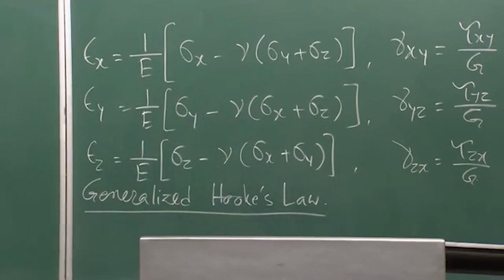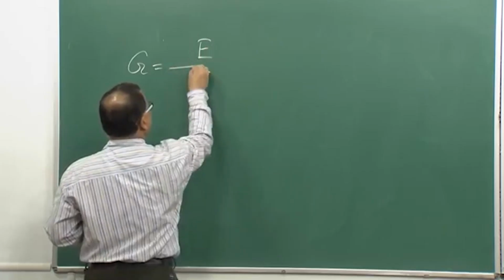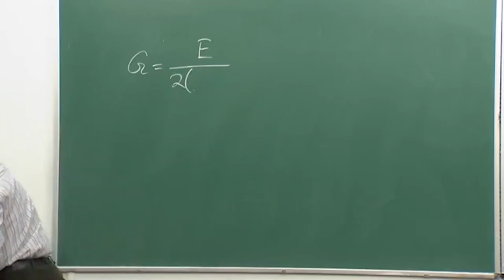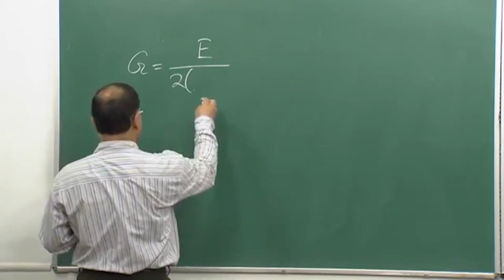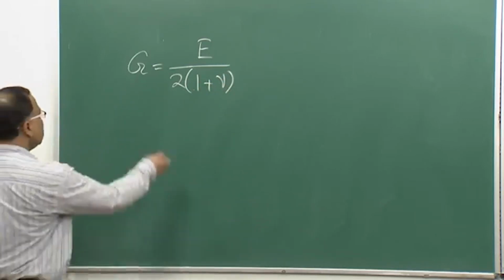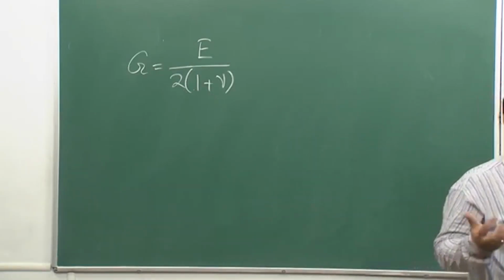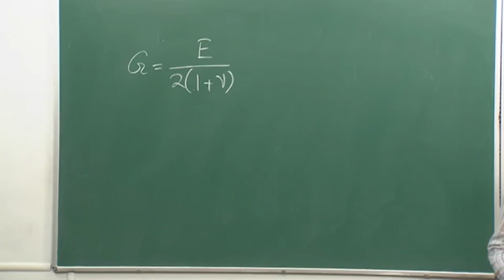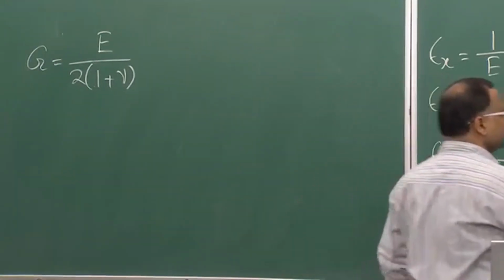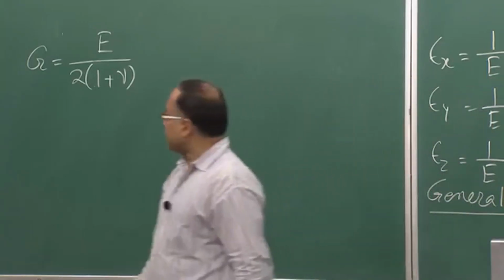It can be proved that G is equal to E by twice of one plus nu. So, G is dependent on E and nu. So, the basic parameters are two, that is E and nu. So, once you know E and nu, you can find out G. So, once you know G, you can establish this relation, shear stress versus shear strain.